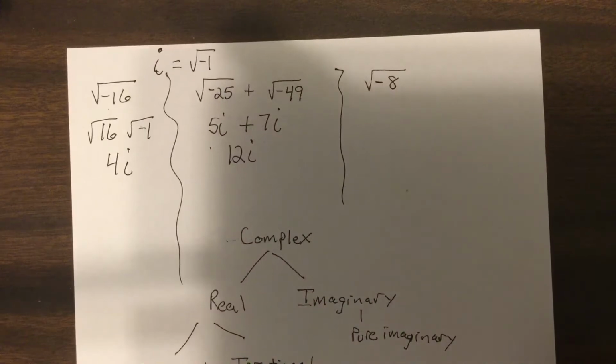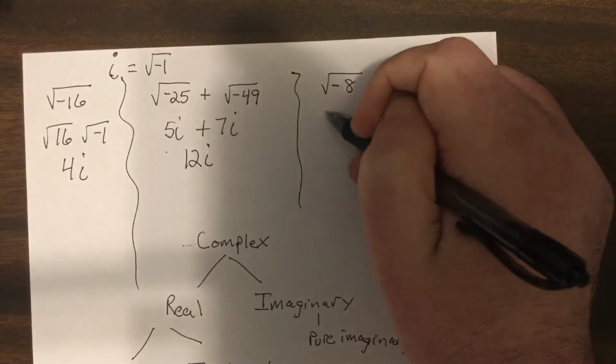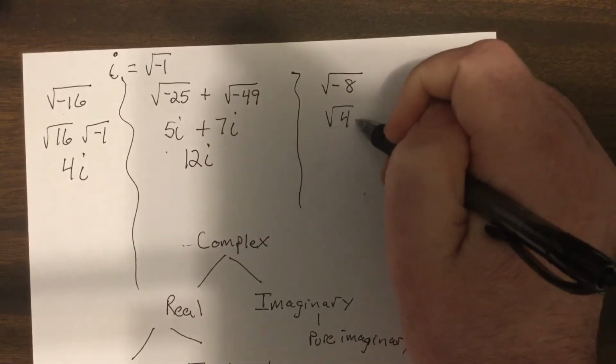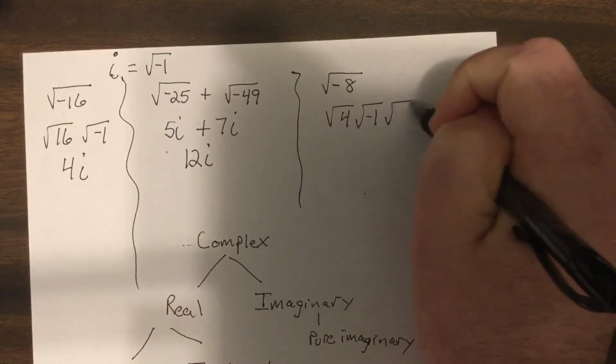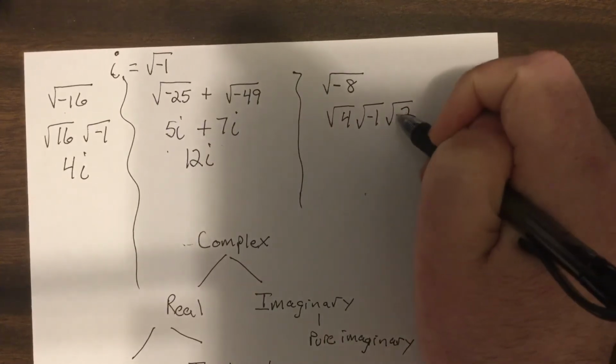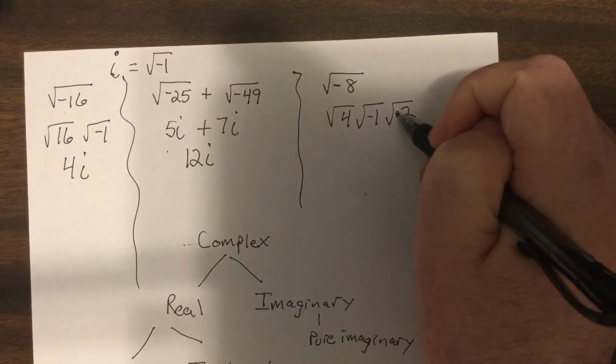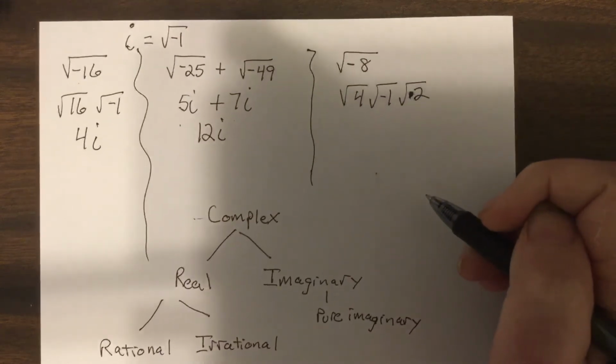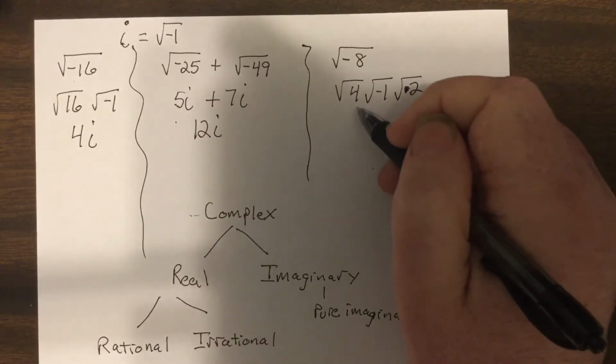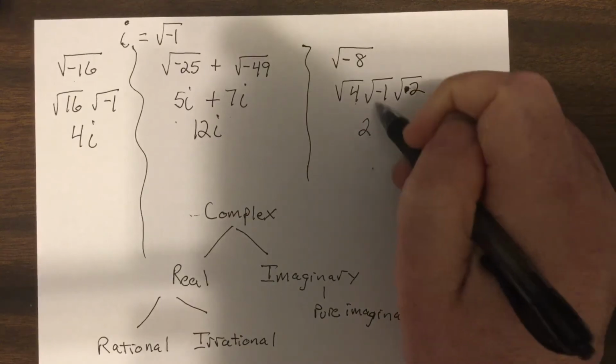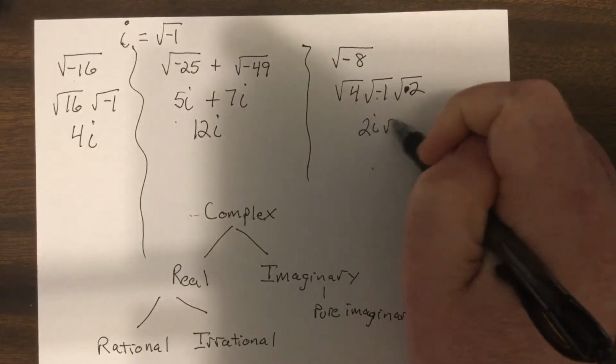So 5i plus 7i, that's 12i. So this one you'd break up 4, square root of negative 1, square root of 2. Got a little lost there for a minute. It's getting kind of late. So square root of 4 is 2, square root of negative 1 is i, and you've got square root of 2.